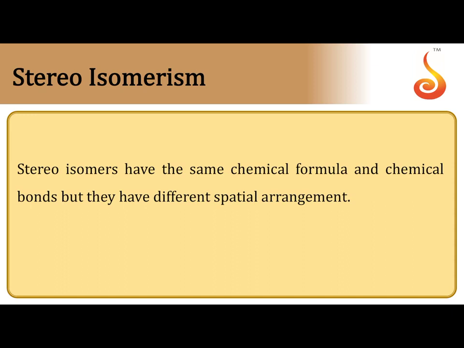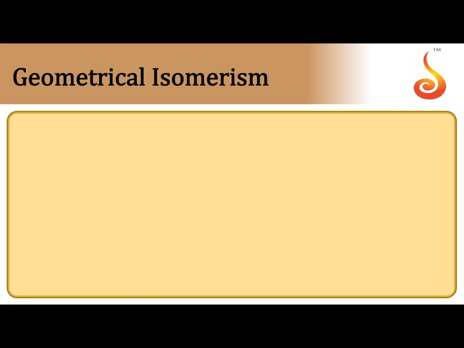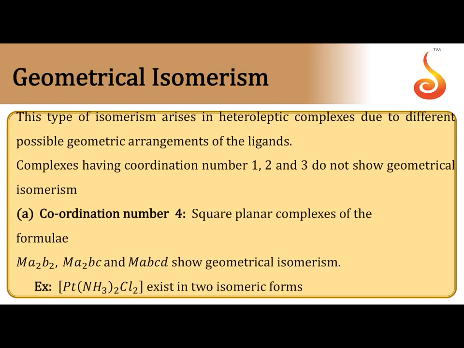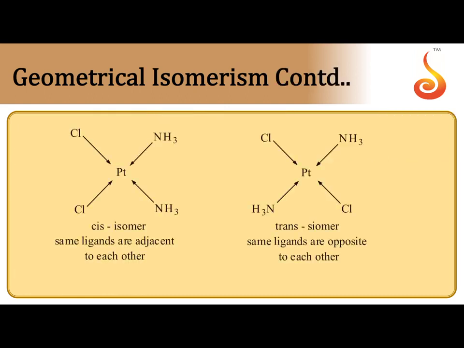Stereoisomerism. Isomers are formed due to difference in the orientation of ligands in space around the central atom. First, geometrical isomerism. Geometrical isomerism is exhibited by complexes with coordination number 4, square planar complexes, not tetrahedral complexes. So due to difference in the angle between ligands, geometrical isomers are produced. With coordination number 4, MA2B2, MA2BC and MABCD, the complexes having this formula can exhibit geometrical isomerism.